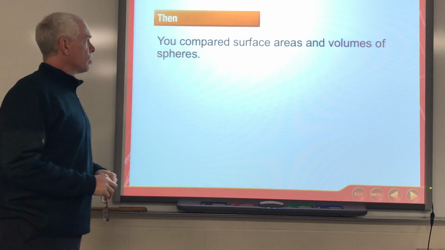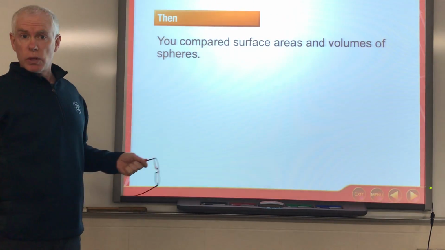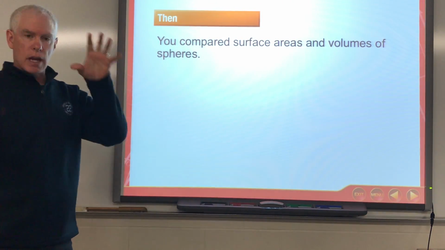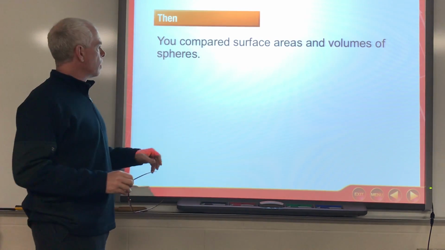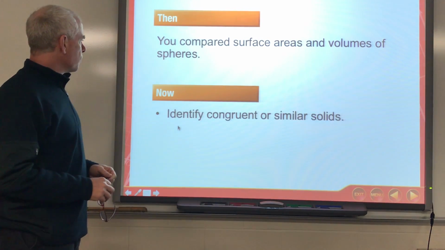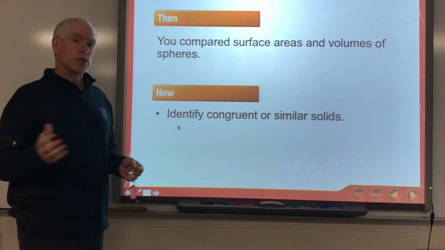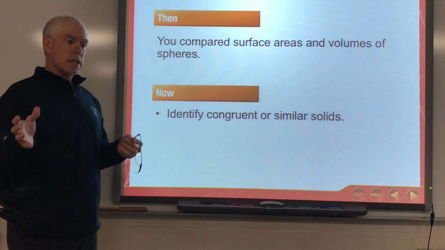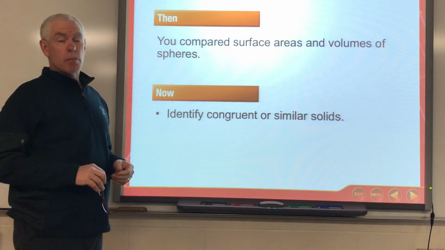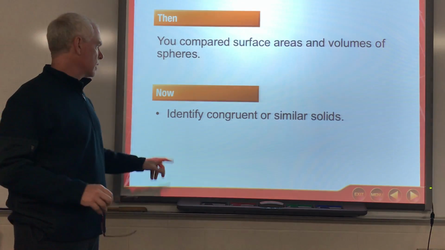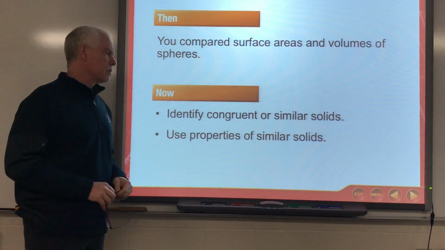So we compared surface area and volumes of spheres, so we looked at those equations, and hopefully by now we have our equations set up in our notes pretty well. We've identified congruent or similar solids. If two solids are similar, they're the same shape but a different size. If they're congruent, they're exactly the same. And use properties of similar solids.